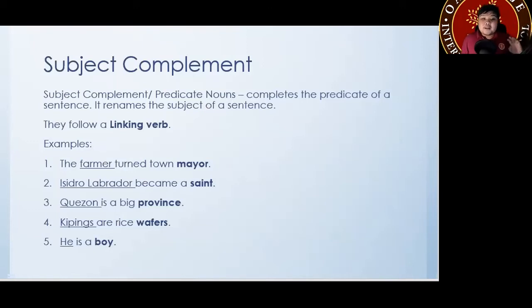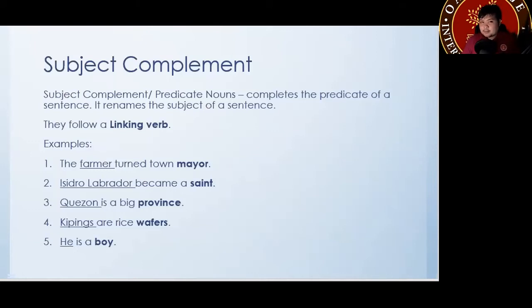Number 2, Isidro Labrador became a saint. Okay, so became, again, become, became, these are just linking verbs. So Isidro Labrador is a saint. Saint just talks about Isidro Labrador. Quezon is a big province. Okay, again, another example. Province is just talking about Quezon. It's just renaming Quezon. Okay. Keepings are rice wafers. Wafers again are just keepings. Same thing. Number 5 is a very, very common one I usually use.